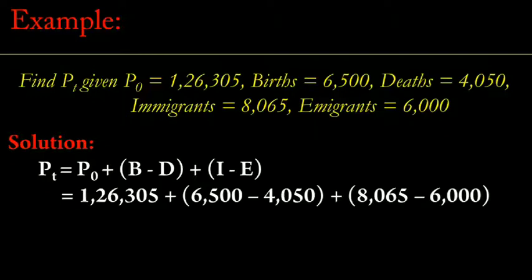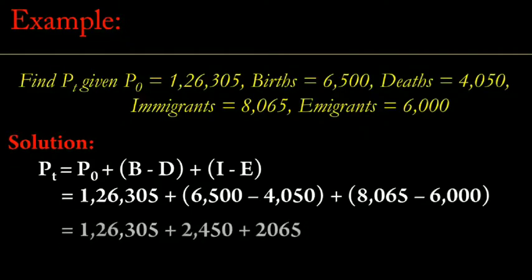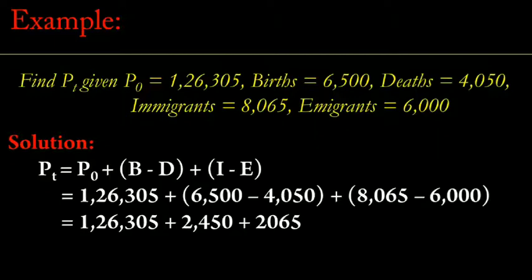After substituting, in the next step, write 1,26,305 as it is. Simplify the values which are given inside the brackets and then add all the three values and you will get the final answer, which is 1,30,820. Last concept, uses of vital statistics.